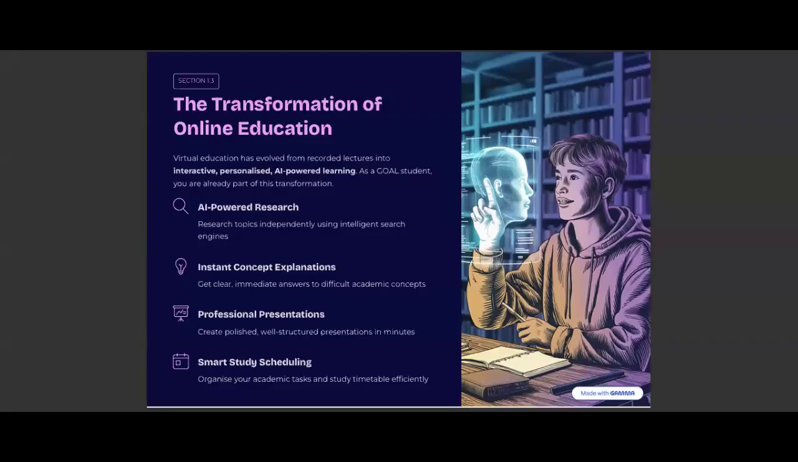So, what's the mission here of the AI in the instant concept explanation? That you can ask for help to understand the precise concept. And that's one of my favorite parts here, because you can get clear, immediate answers to difficult academic concepts. Okay, you can ask the AI for help if you don't understand a concept.